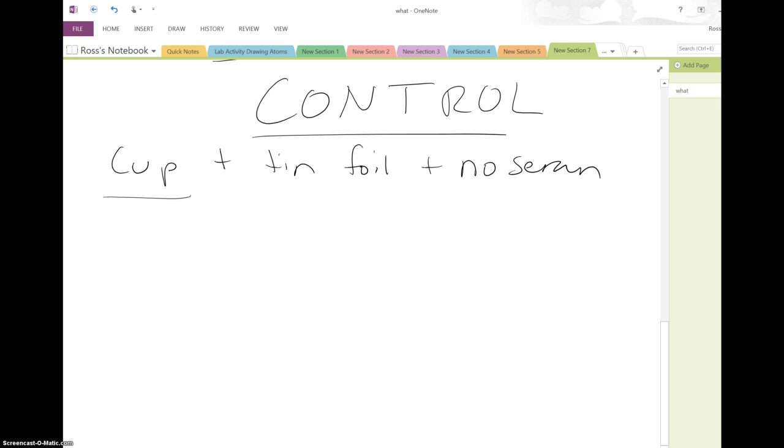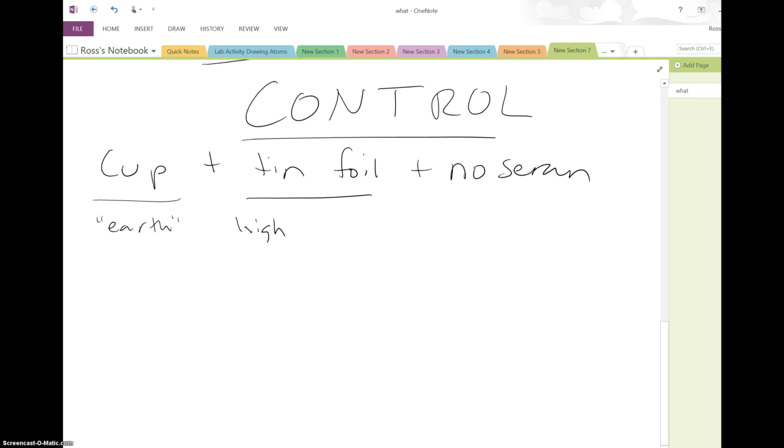Well, we need the cup, because that, remember, is Earth. And then tin foil, that's because we're making a high albedo surface. And that's basically a pre-human surface, right? That's a surface that hasn't been messed up and hasn't been changed by humans. It's a highly reflective surface like the snow that isn't changed to pavement or buildings or anything like that. It can be viewed as the normal, right?